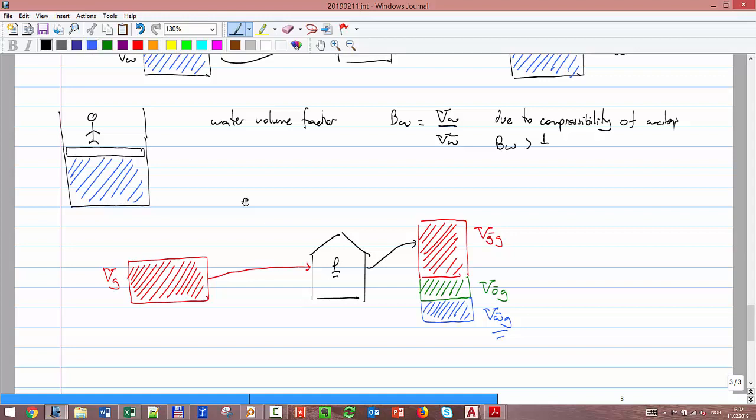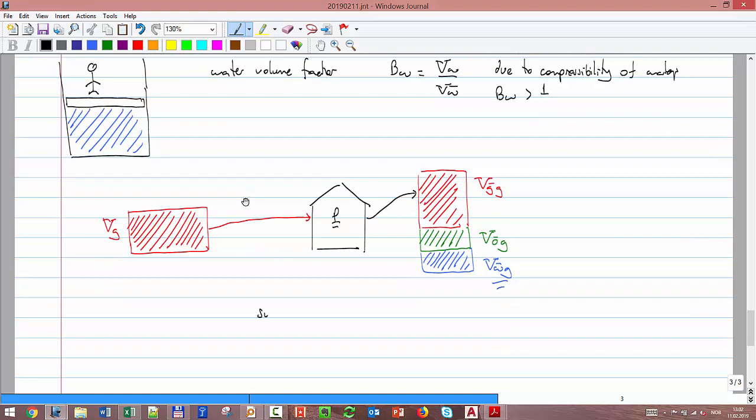And then we create another factor called solution water-gas ratio, and that will be RSW. The definition is BWG divided by BGG. If I take that gas to the surface, it's going to give you some amount of gas and some amount of water, and I simply divide these two, the amount of water that I obtain by the amount of gas that I obtain.